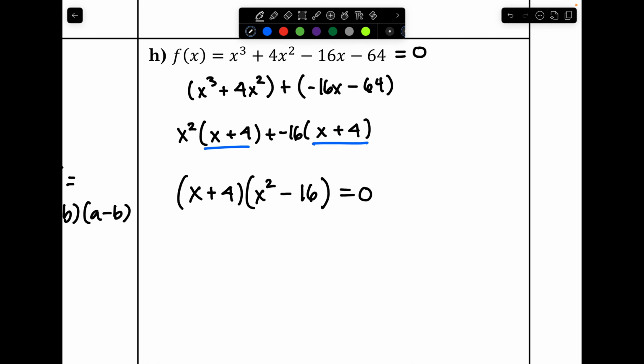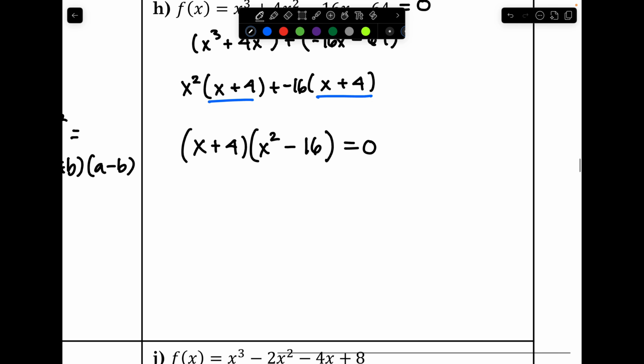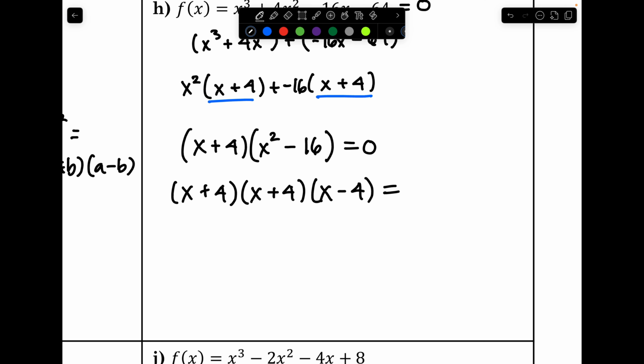And we're trying to figure out what makes this equal to 0. So let's factor out one more time. Notice that this, again, is another difference of squares. So we have x plus 4, x minus 4.